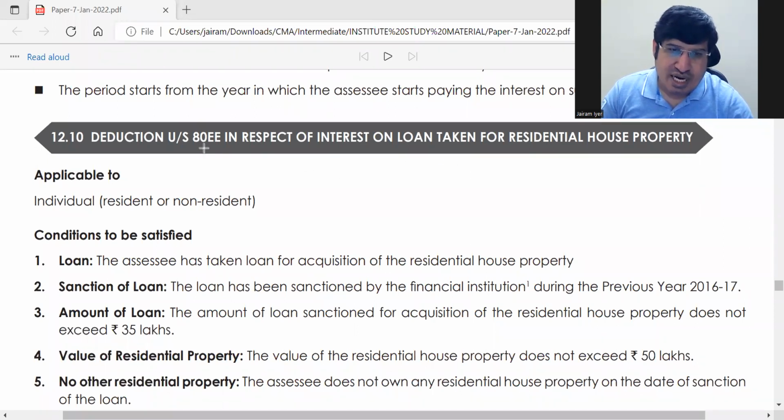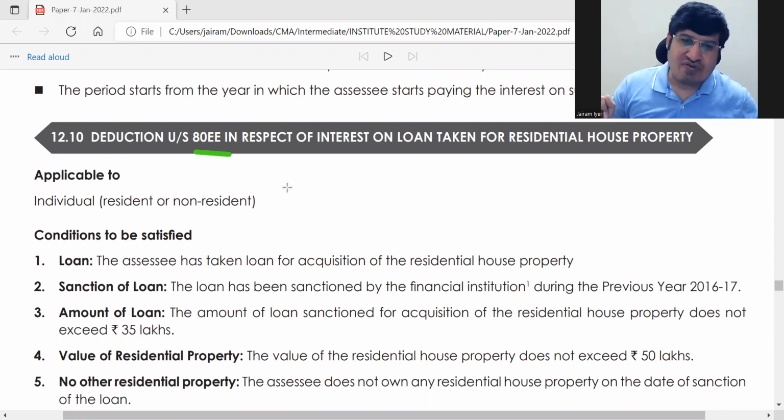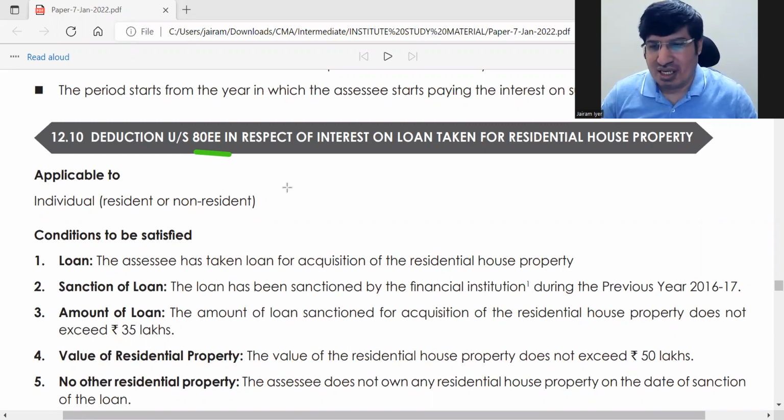Okay, so this is 80EE. Loan taken for residential house property. This is about loan for residential house property. The next section is also loan for residential house property. The only difference between this and the next section is the year of sanction of loan.